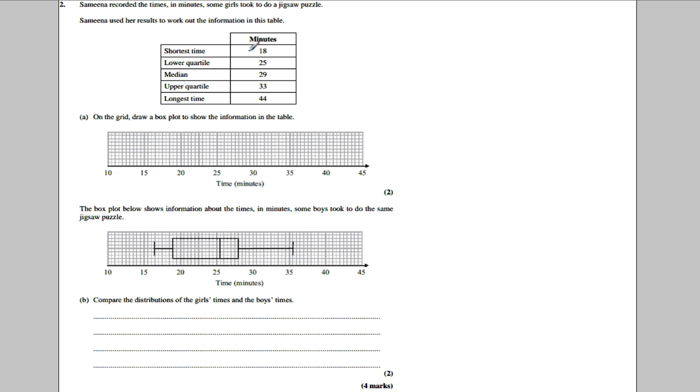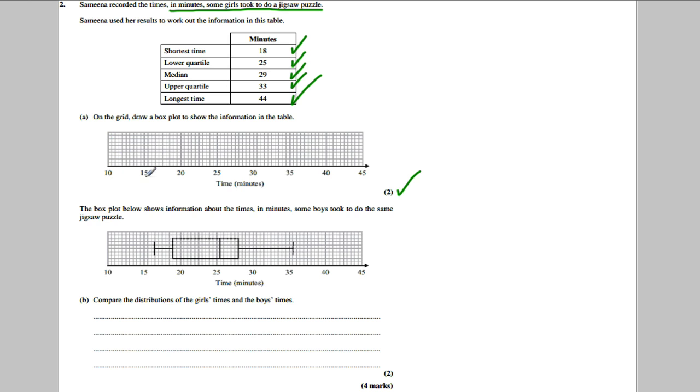Right, so this one tells us Samina recorded the time in minutes some girls took to do a jigsaw, and here are her results. She's got the shortest, the lower quartile, the median, the upper quartile, and the longest. Everything to draw a box plot. And they ask us for 2 marks to draw the box plot. So, be super careful here to see our scale.